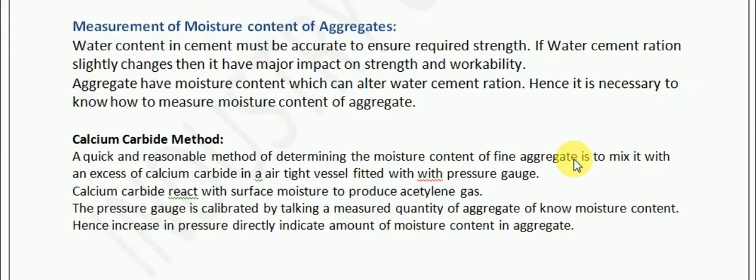So this particular machine is available, and in this what happens, there is an excess of calcium carbide in an airtight vessel fitted with the pressure gauge.